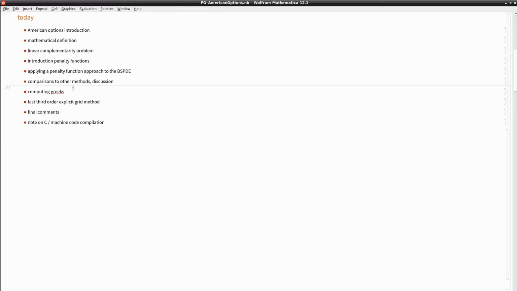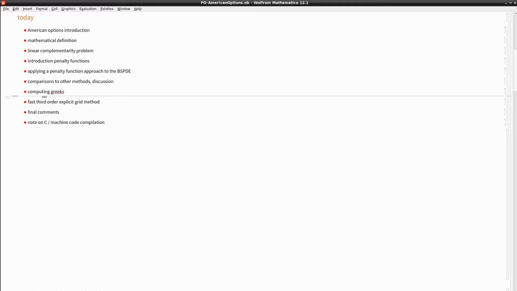Then we will look closer at the Greeks, and then I will present a fast third order explicit grid method. I find it particularly useful because it computes the put option prices for all the stock prices, not just as typically would be done with a tree. We're just getting one particular point, just one option price for one spot value. For another spot, we would have to submit another tree in order to compute a new option price.